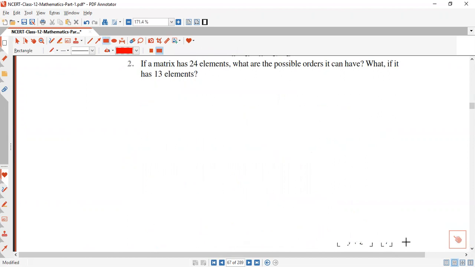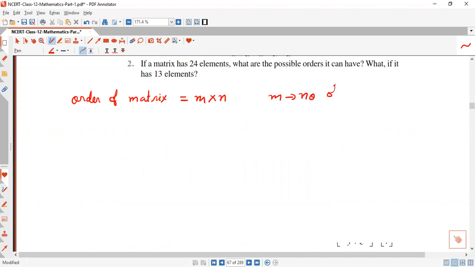If a matrix has 24 elements, what are the possible orders it can have? The order of the matrix means the number of rows and the number of columns. Order of a matrix, as I have already told you, is m by n, where m is the number of rows and n is the number of columns.